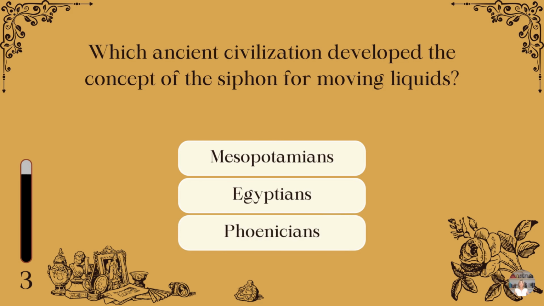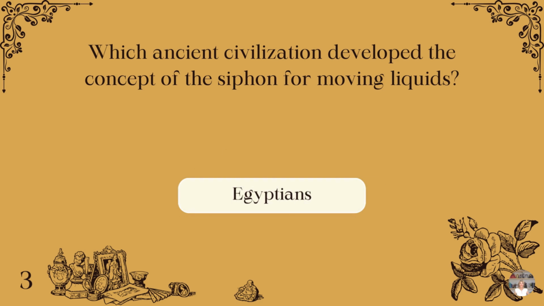Which ancient civilization developed the concept of the siphon for moving liquids? Mesopotamians, Egyptians, or Phoenicians? The Egyptians.